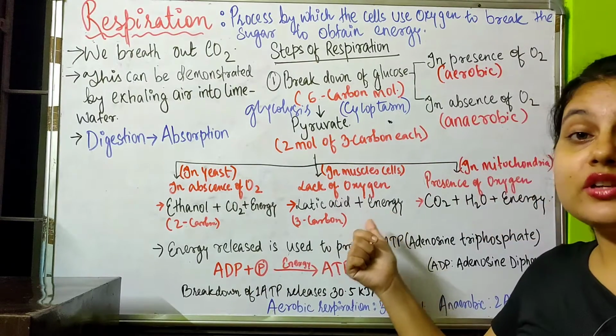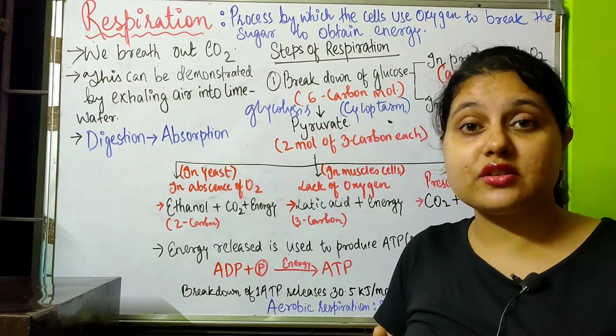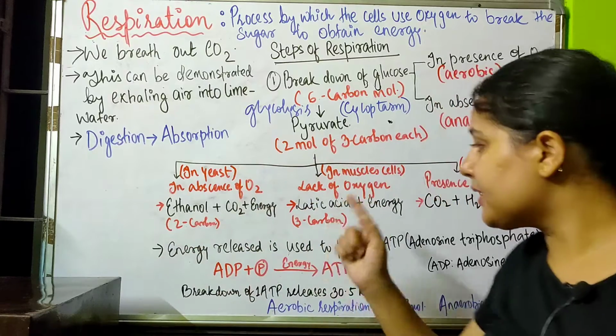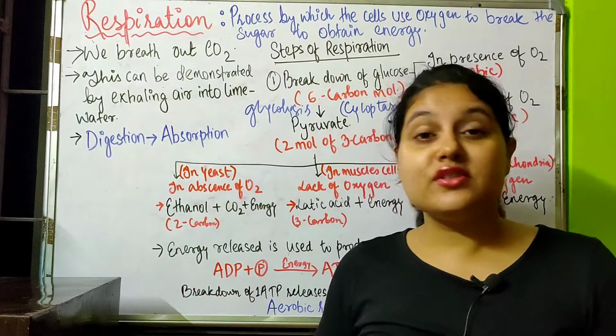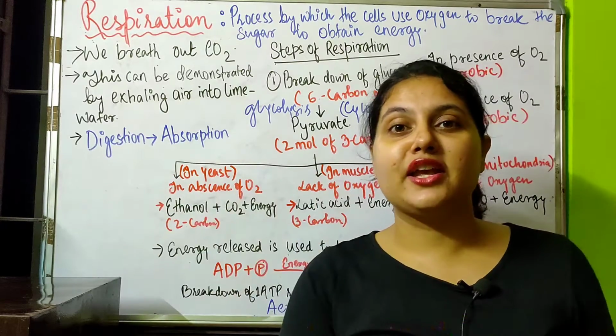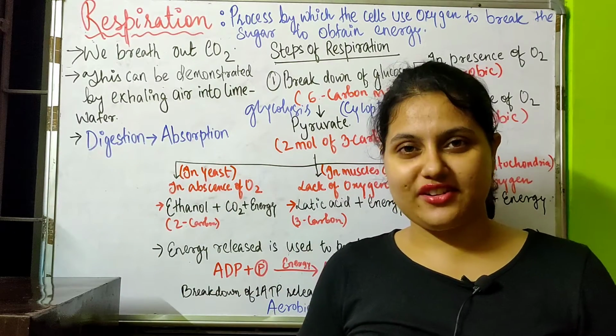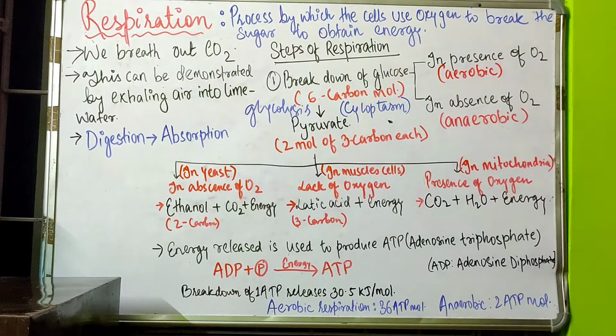We are getting energy and we will be running faster, isn't it, to win the race? But eventually there is a production of lactic acid, because of which after we win the race, our leg will be paining so severely. Okay, and now next, in the presence of oxygen, this happens in the mitochondria.